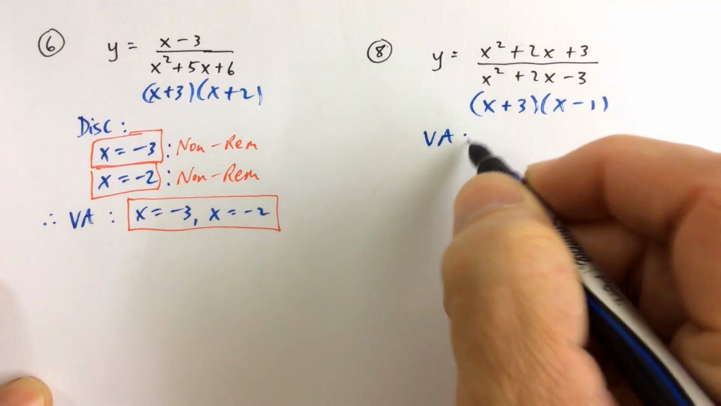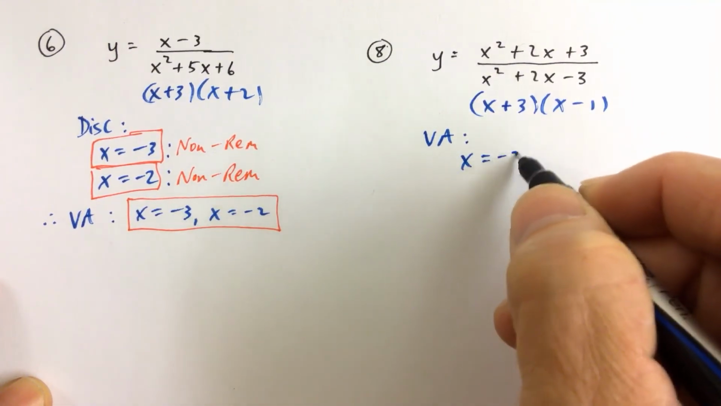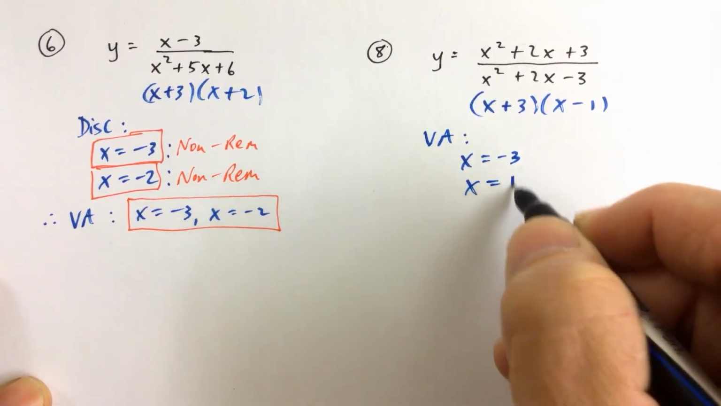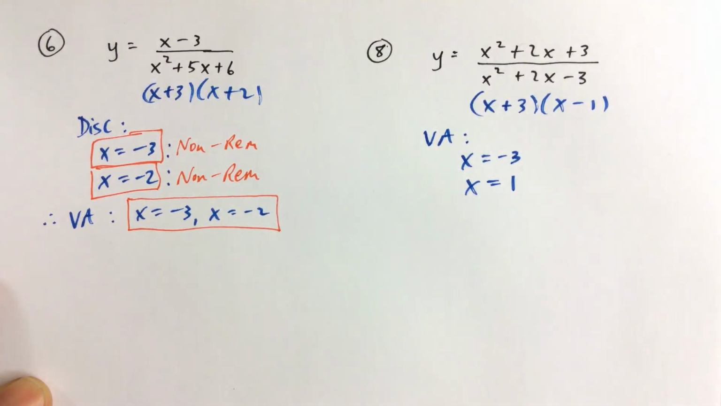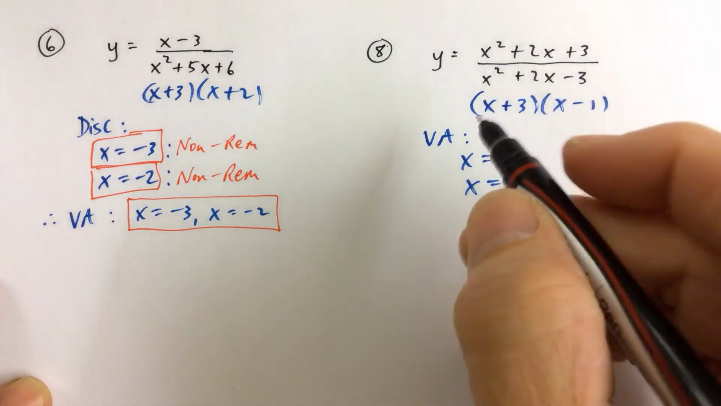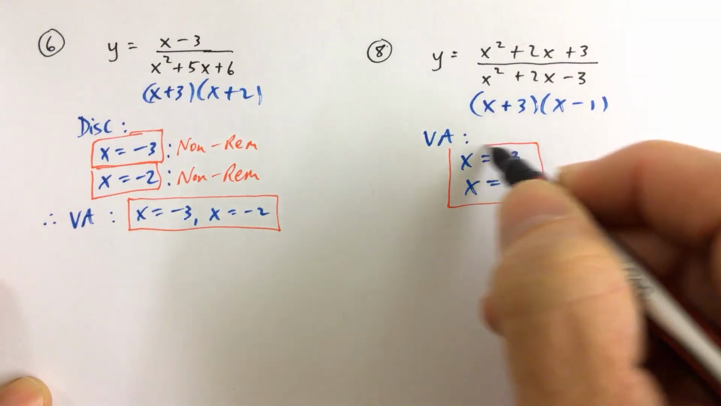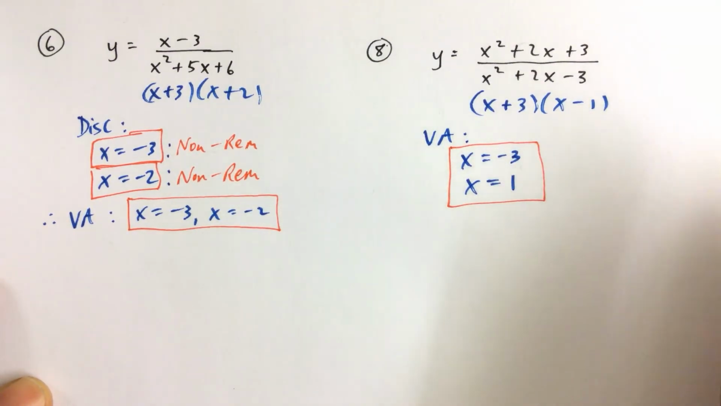The vertical asymptotes are x equals -3 and x equals +1, because just to recap, x equals -3 is a discontinuity that's non-removable, and we know now that any discontinuity in a rational function that is non-removable is the equation of the vertical asymptotes. So that's it.